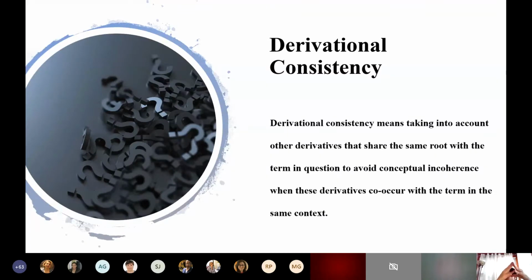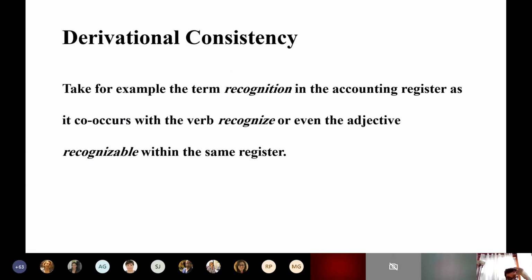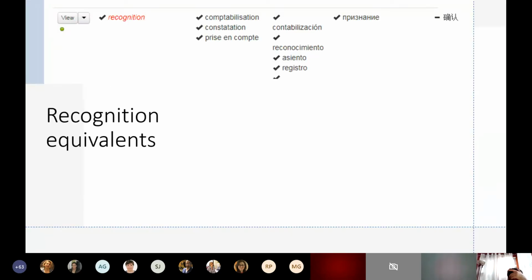Then I talk about derivational consistency. It means taking into account other derivatives that share the same root with the term in question to avoid conceptual incoherence when these derivatives occur with the term in the same context. I'll give you an example of the term recognition in the accounting sense, the accounting register. Sometimes it can co-occur with recognize and recognizable. As you can see, we have recognition in French, we have 3 equivalents. In Spanish, we have like 4. In Russian, we have 1. In Chinese, we have 1.